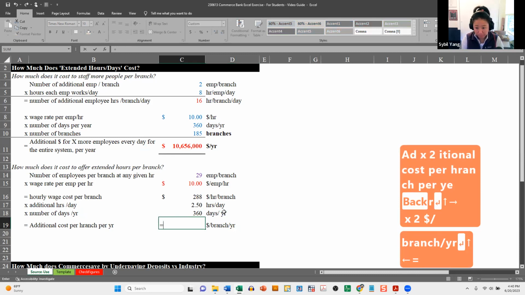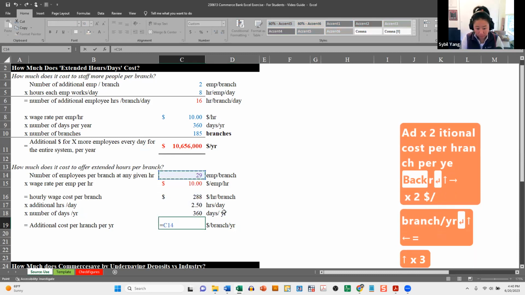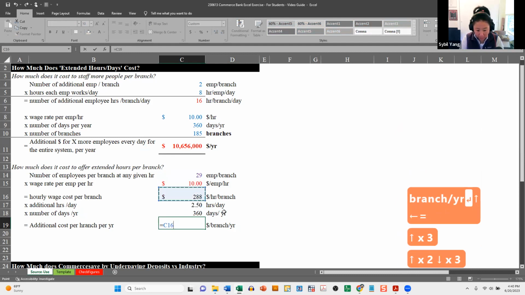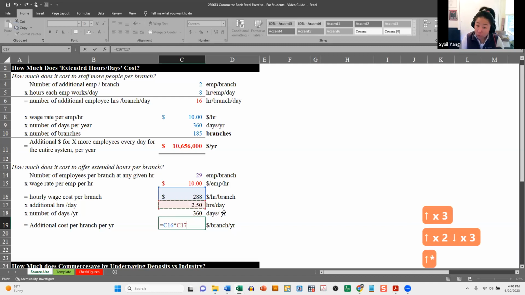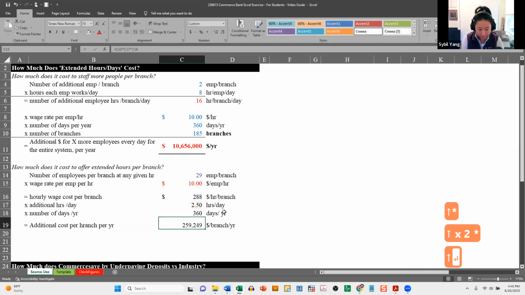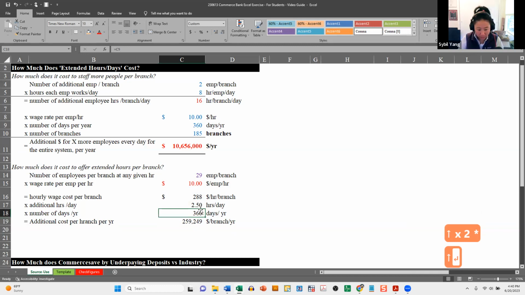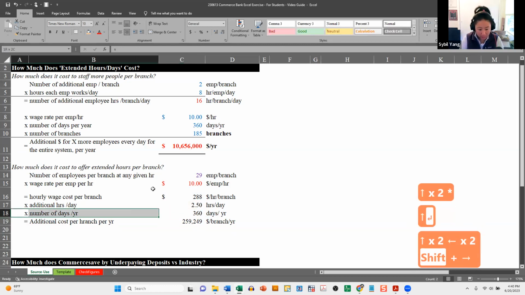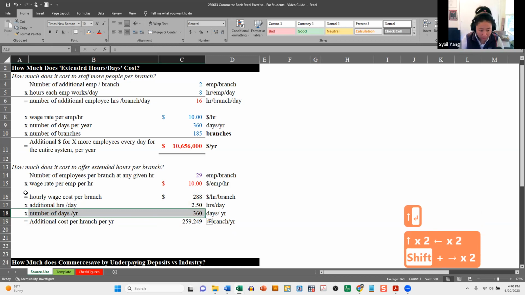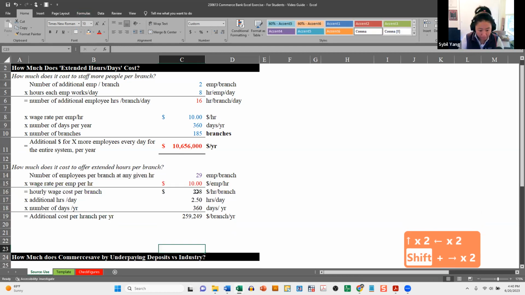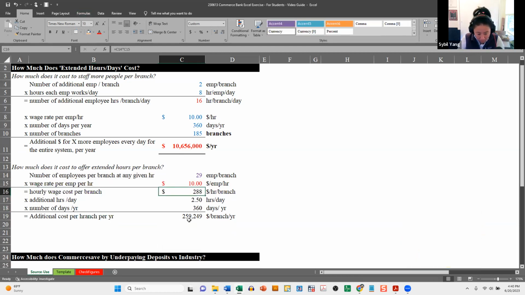That's $288 per hour per branch times 2.5 more hours every single day times 360 days per year. Okay, so I'm going to go ahead and make sure this line is in there so we know that there's a calculation that's done. These are red. These are blue. Okay.